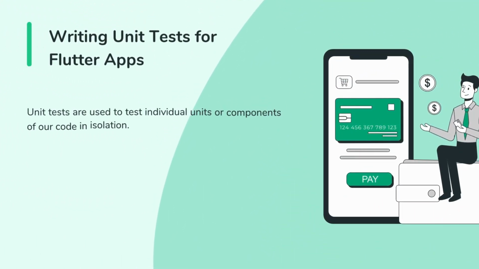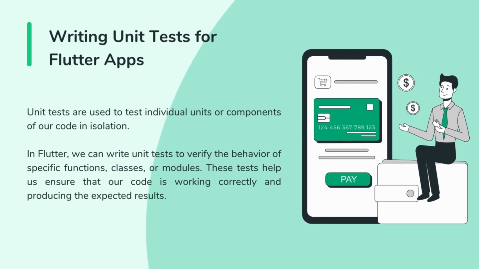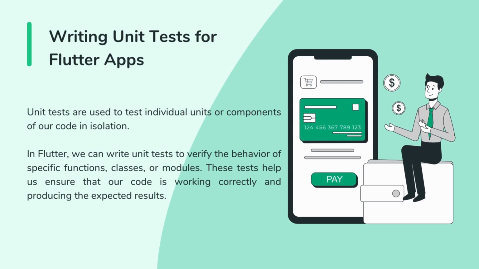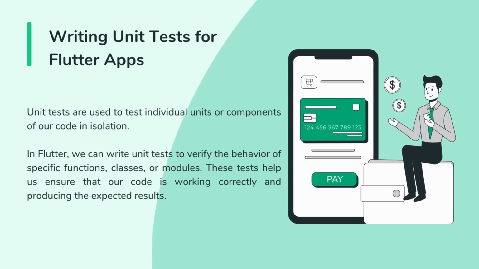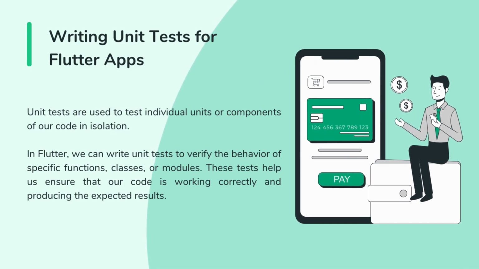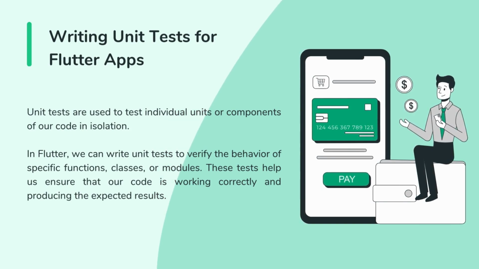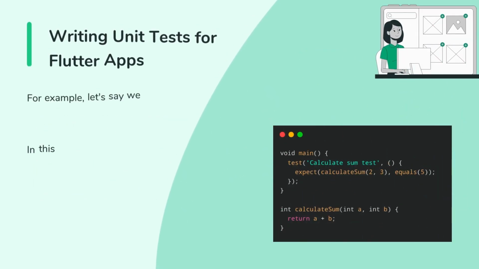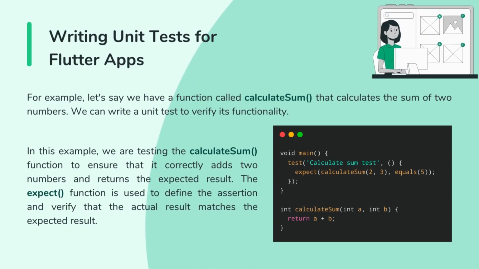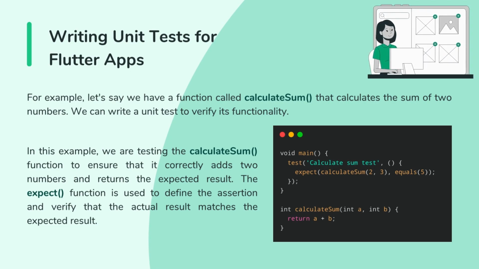Writing unit tests for Flutter apps. Unit tests are used to test individual units or components of our code in isolation. In Flutter, we can write unit tests to verify the behavior of specific functions, classes, or modules. These tests help us ensure that our code is working correctly and producing the expected results. For example, let's say we have a function called calculateSum that calculates the sum of two numbers. We can write a unit test to verify its functionality.